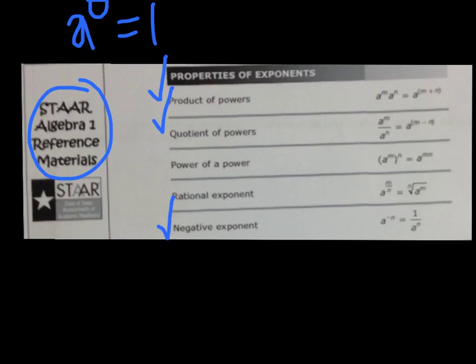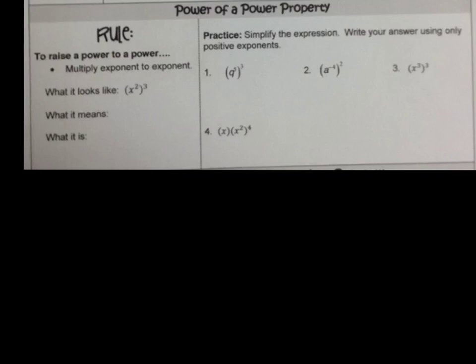Today what we are learning is the power of a power rule. And that is actually the only property that we will learn today. Next time we will learn the rational exponent property. So today we are just focusing on one property, and that is the power of a power property. Alright, so the power of a power property is the rule that when we raise a power to a power, we multiply exponent to exponent. So what that looks like.